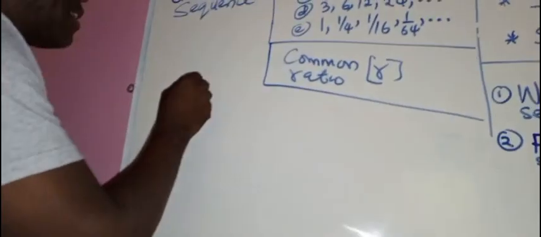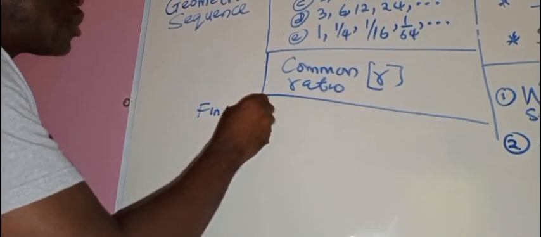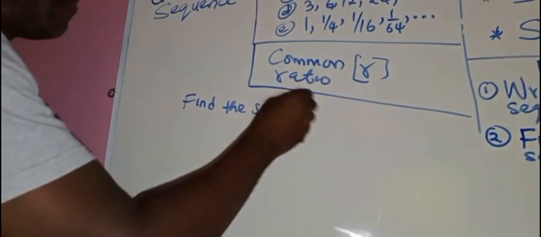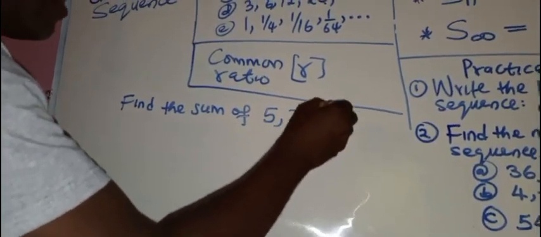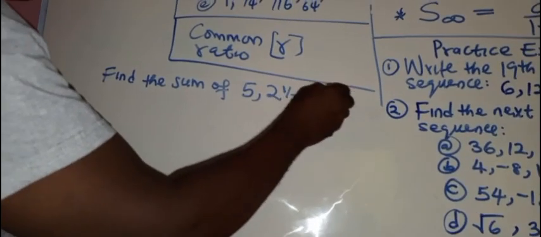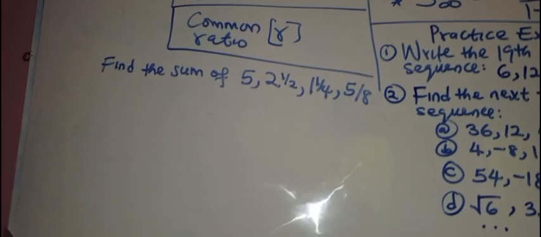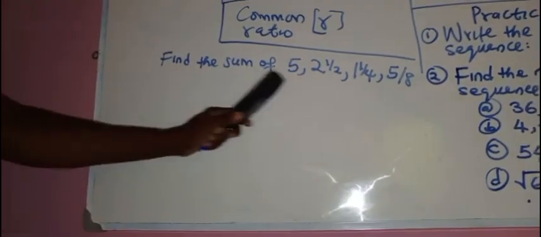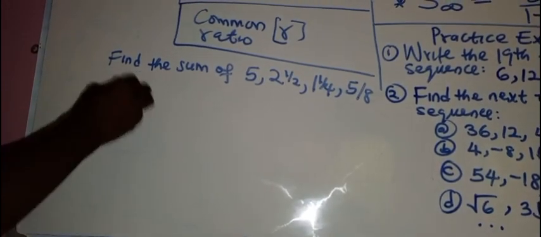Look at this. Find the sum. Find the sum of 5, 2.5, 1/4, and 5/8. Again, you are told that this is a geometric sequence. If this is a geometric sequence, what is our first term?